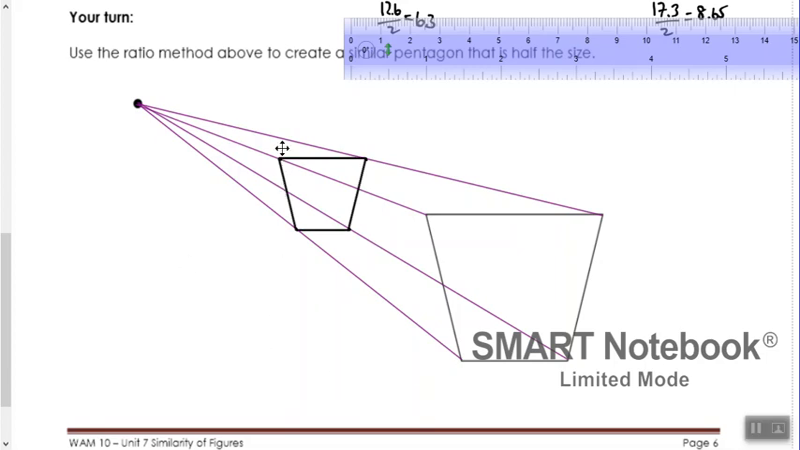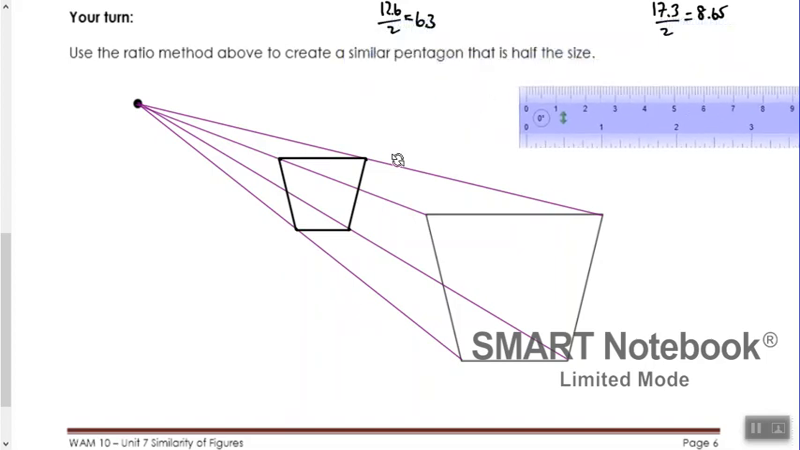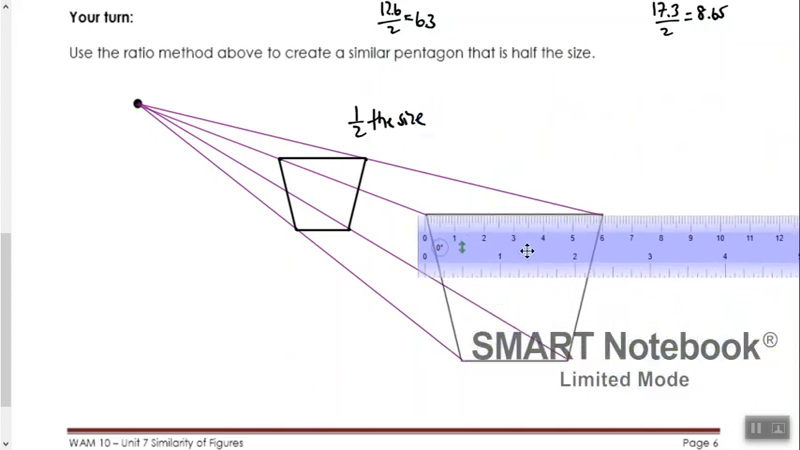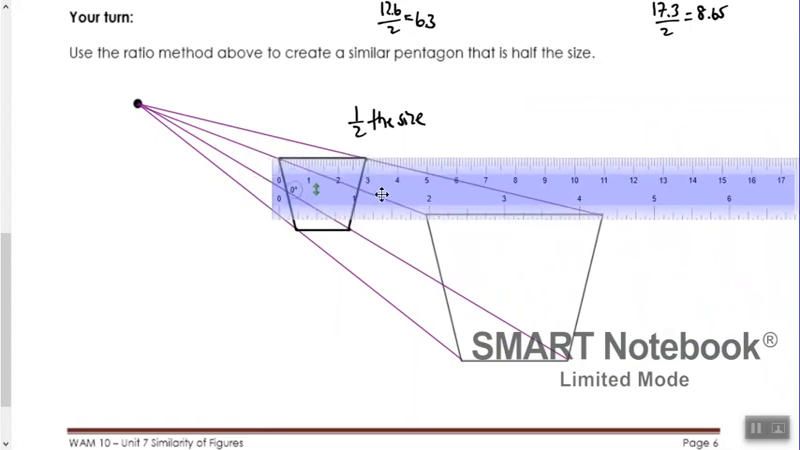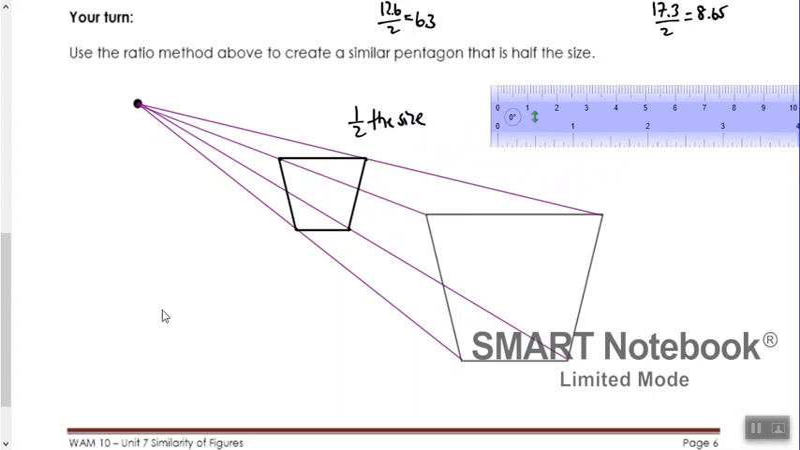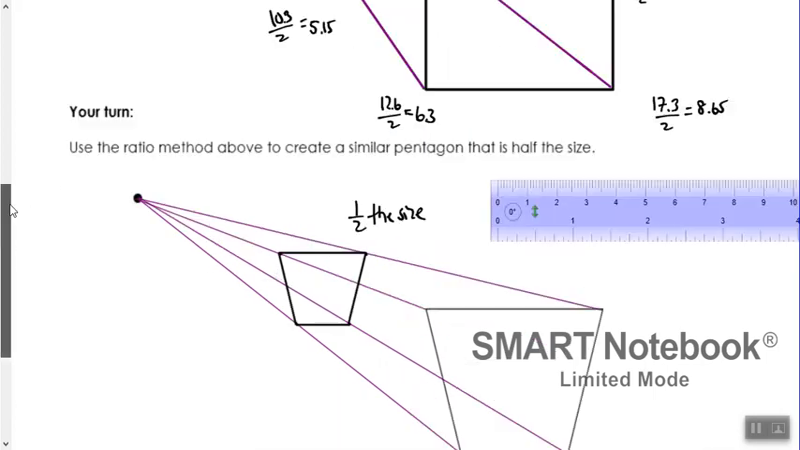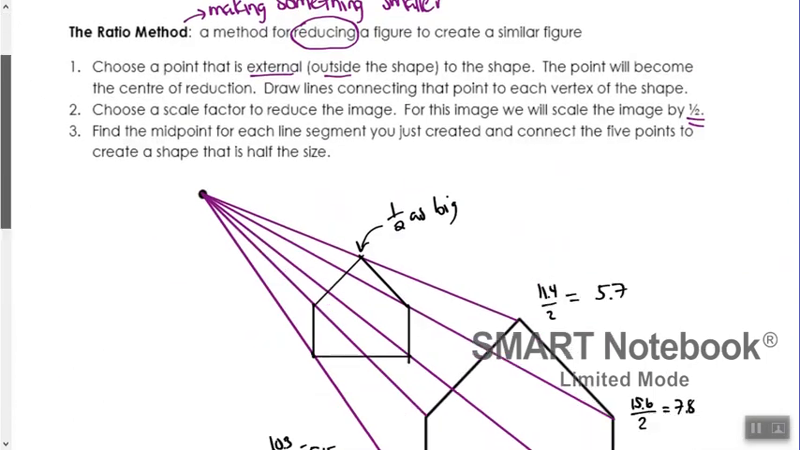connect the dots. Okay, so there, creating a similar pentagon that's half the size. It's been cut in half. These should be half the size. So if I take a look, let's just do a quick check. On mine, this is 6 centimeters, and this is 3. Okay, so perfectly half the size. Great, I'm done. Okay, so this is our ratio method.